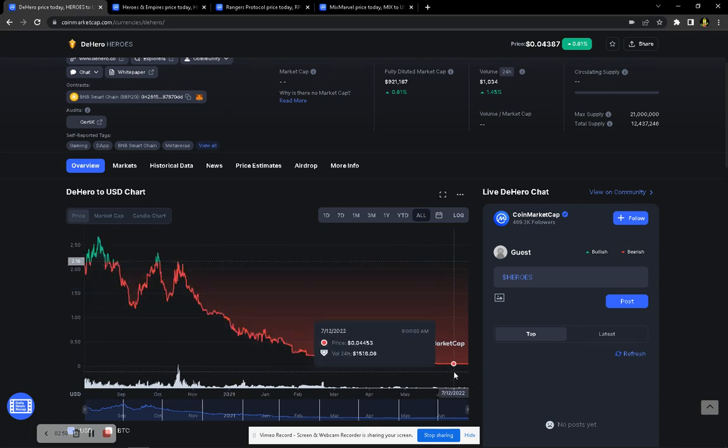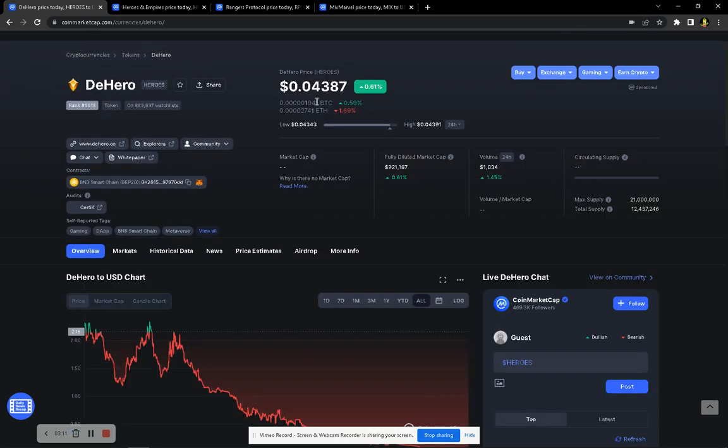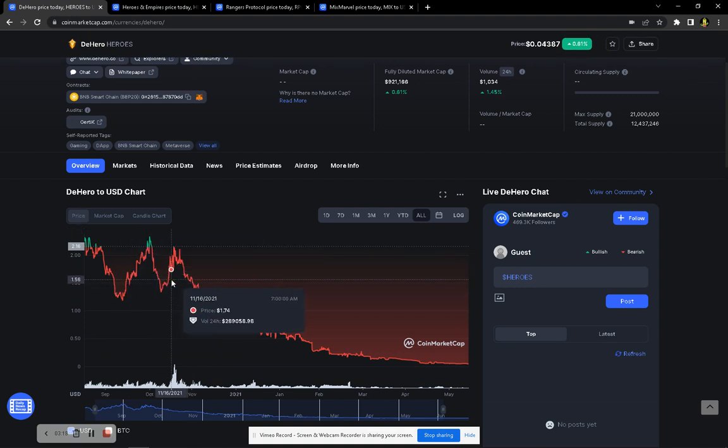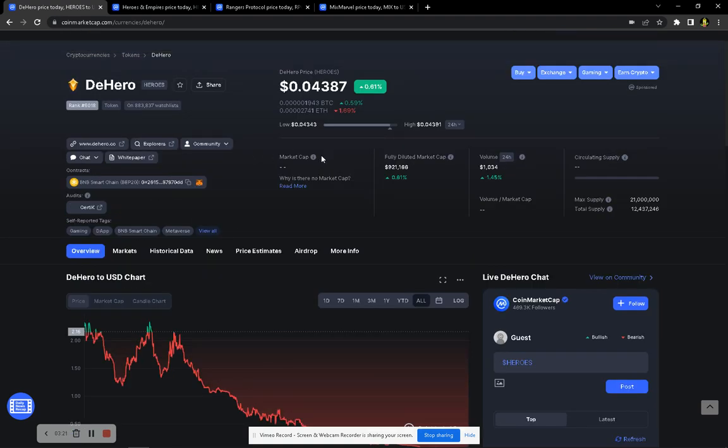Looking at the chart, it doesn't look like it's doing so well. And realistically, if I was a newcomer and I looked at this, I'd see this as a red flag. That being said, it's just basically gone down from 260 to just a little over 4 cents. Like, that's pretty bad. But given how new the project is and the upgrades that are going on, it's merging over to Rangers Protocol, and Rangers Protocol is a layer 2 chain that's going to have a lot of different applications built on it, and Dehero being one of them.